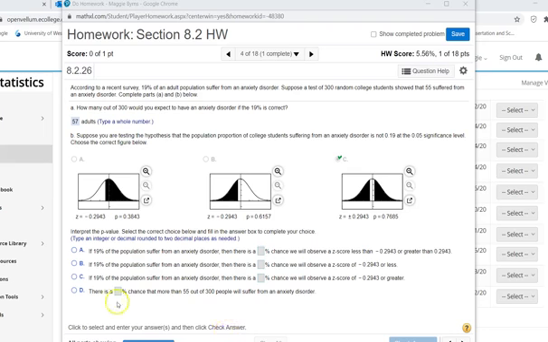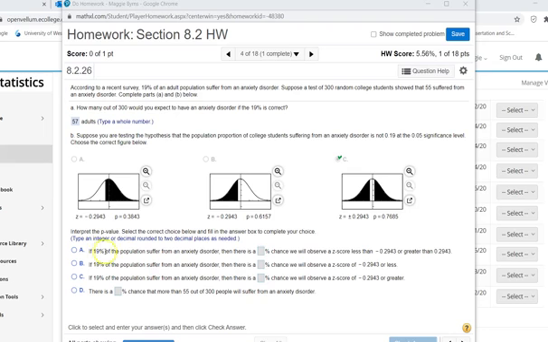So let's take a look at these questions. It says, if 19% of the population suffer from an anxiety disorder, then there is a blank percent chance that we will observe a z-score less than the negative 0.2943 or greater than the positive 0.2943. So the p-value is these shaded areas, and that's the probability of getting your particular sample. Your particular sample is represented by the z-score. And because it's a two-sided test, our p-value is going to include values that are less than the negative or greater than the positive of whatever that z-score or test statistic is.